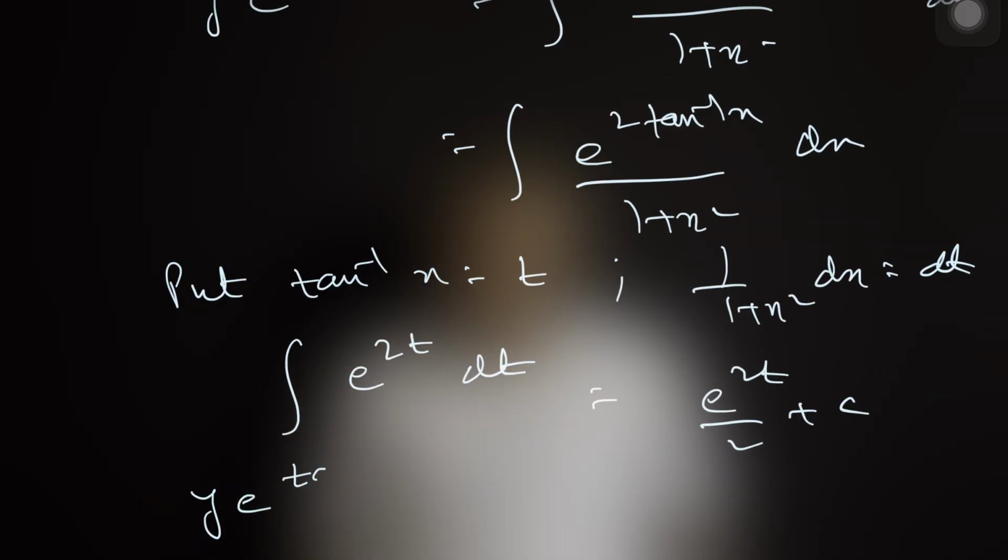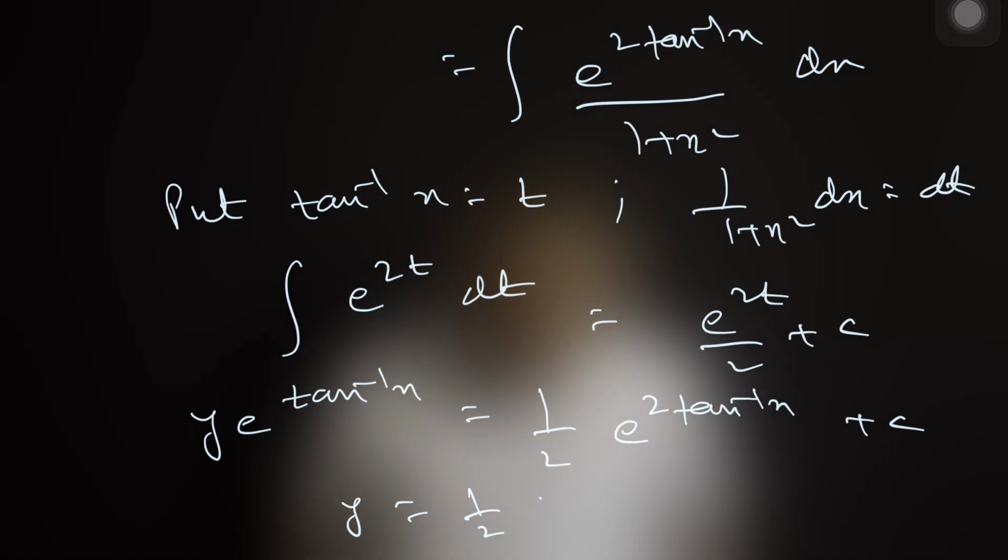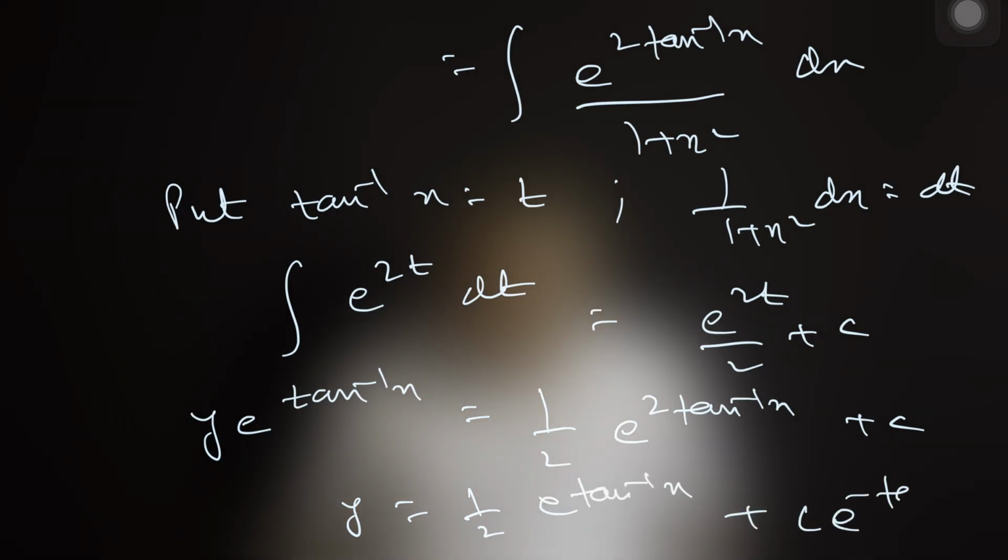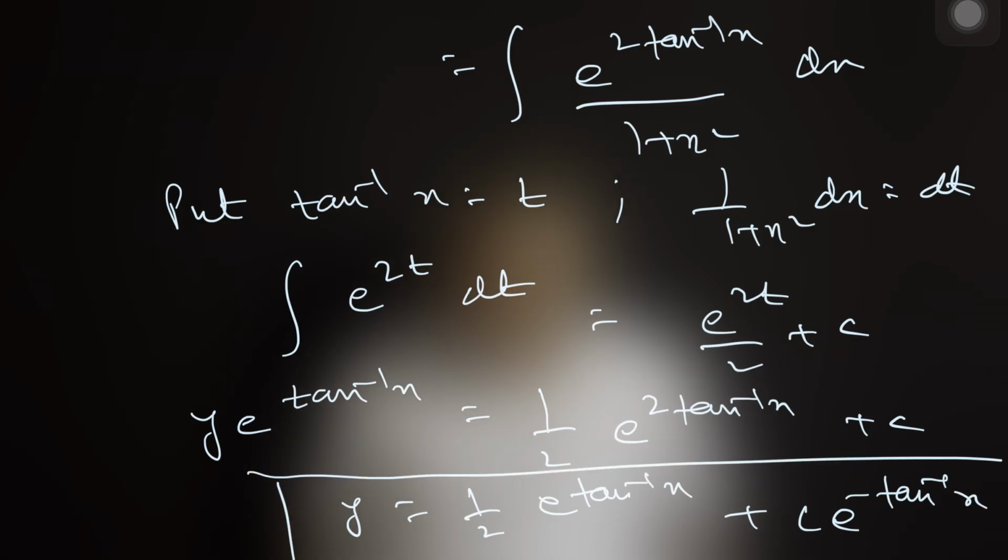So, I can write y e to the power tan inverse x is equal to 1 by 2 e to the power 2 tan inverse x plus c. So, y is equal to half of e to the power tan inverse x plus c into e to the power minus tan inverse x. So, this is the answer.